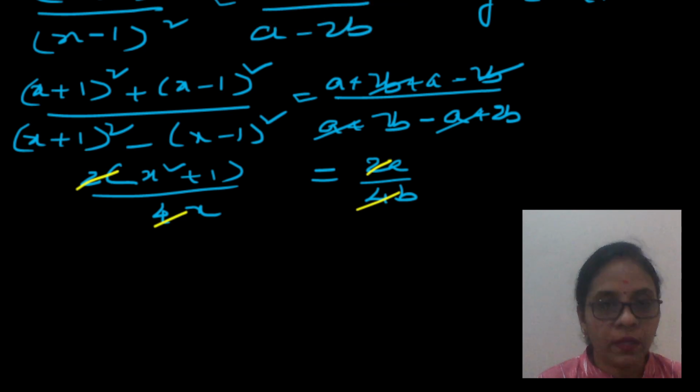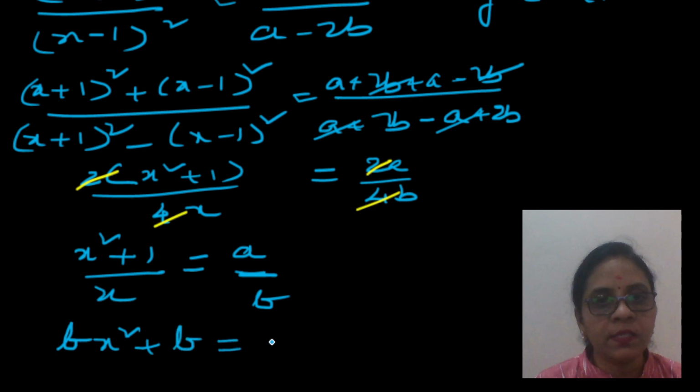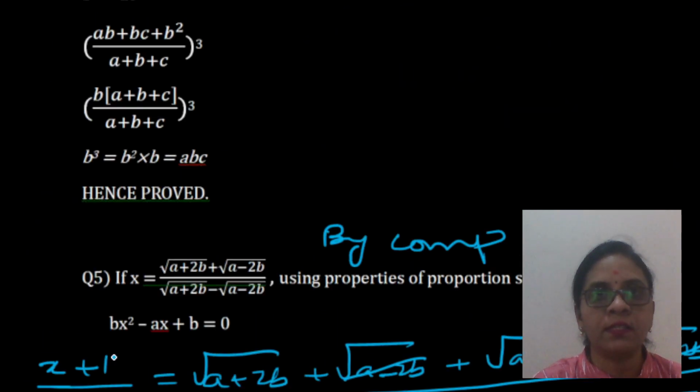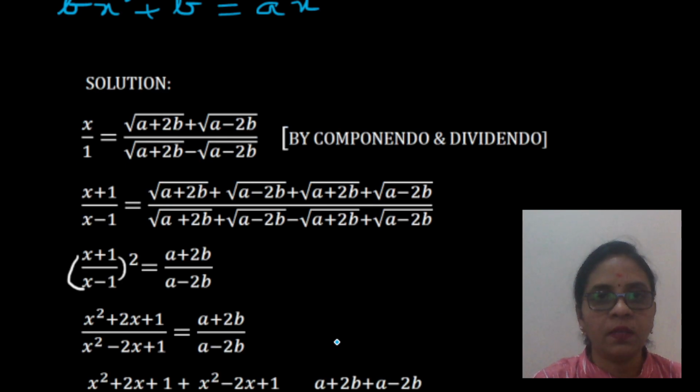So we are left with x square plus 1 by x is equal to a by b. Now cross multiply, so we have bx square plus b is equal to ax. Transpose ax to the other side and there is your answer. Bx square minus ax plus b is equal to 0. So see the answer, bx square minus ax plus b is equal to 0. See the solution.